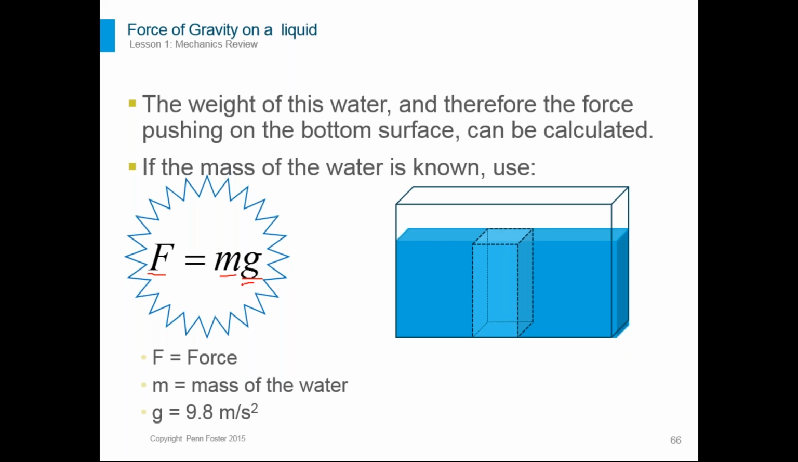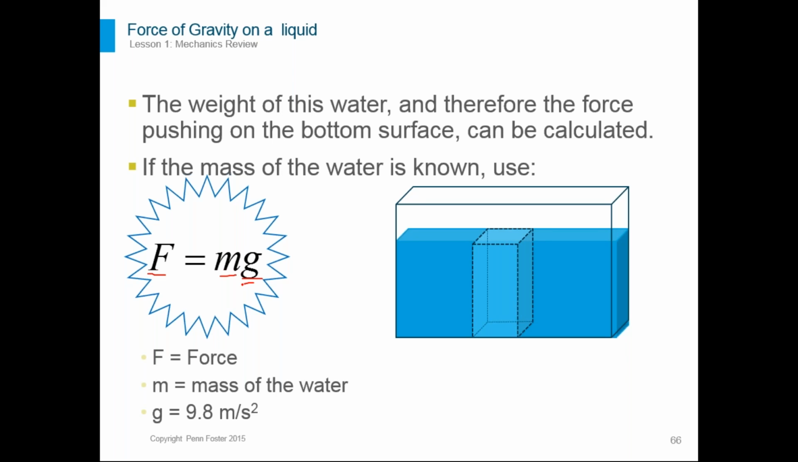So if we know the mass, it's pretty simple. We just take mass times 9.8. That tells us the force of gravity pulling down on the water, which is the weight of the water, which is also the force with which the water presses on the bottom of the container.